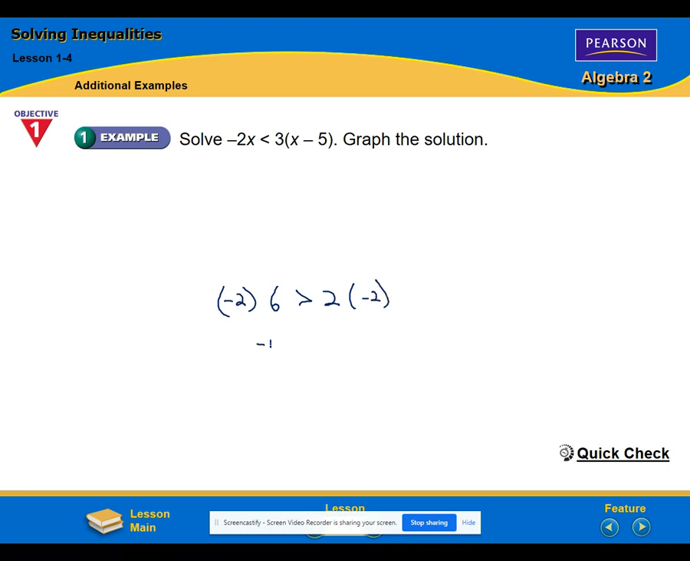-2 times 6 is -12. -2 times 2 here is -4. Which one is greater? -4 is greater. The sense of the inequality has switched from greater than to less than. And that's just one anecdotal example, but that will happen in all cases, and we have to remember that as we're solving. It's going to happen in this first example here.